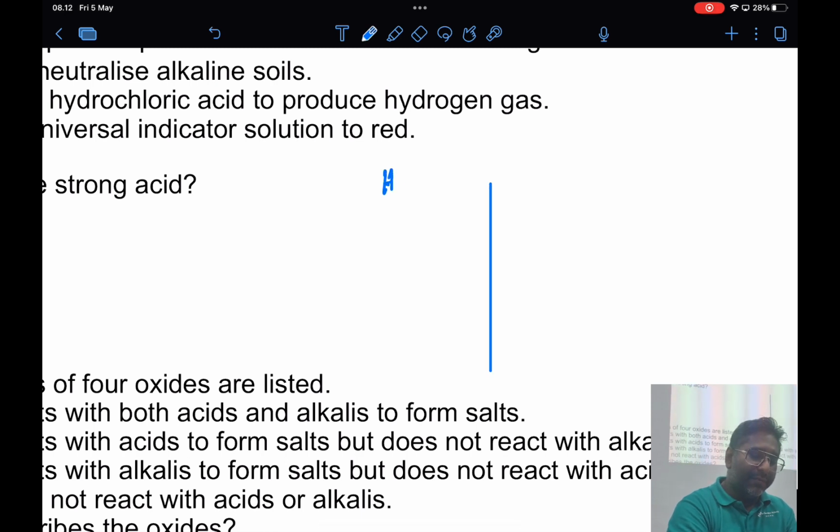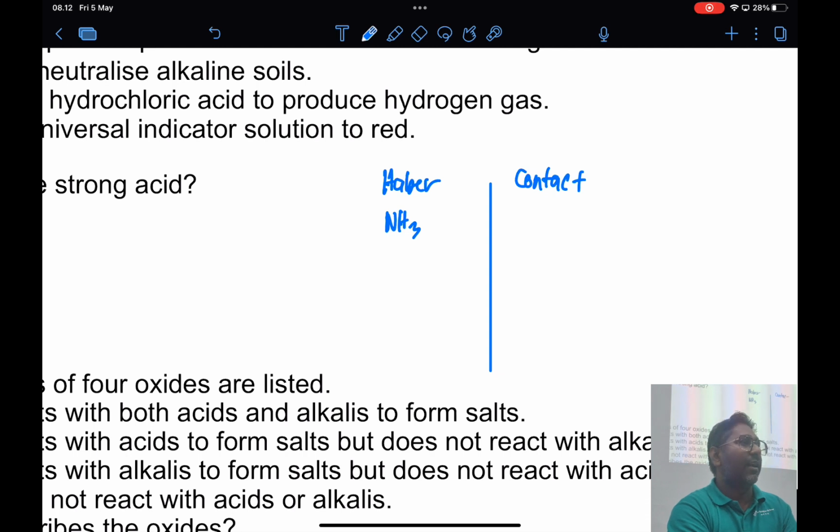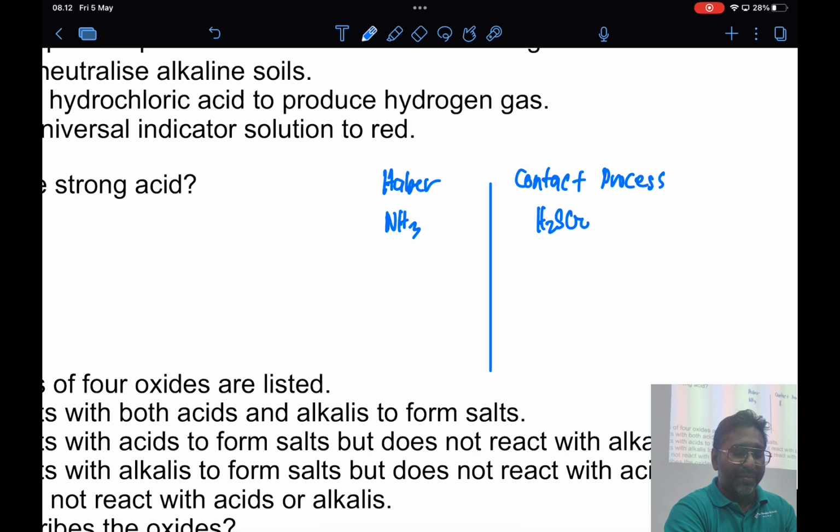So you see, I'll just put it over here. Haber process is production of ammonia. Contact process is production of sulfuric acid. What is going to be the catalyst? Catalyst is going to be iron for the Haber process. What is the catalyst for contact process? Vanadium 5 oxide.